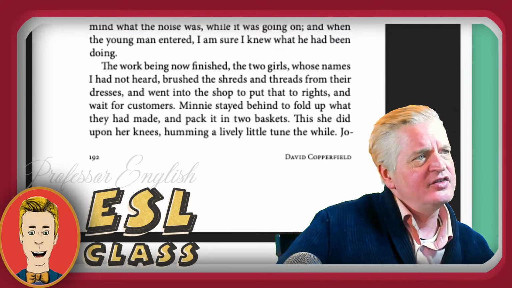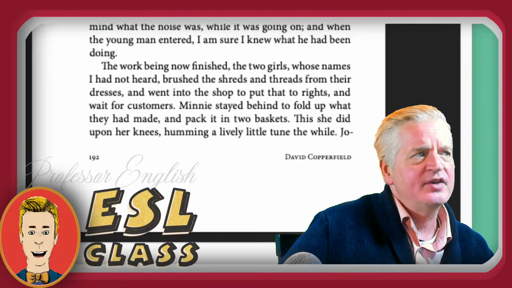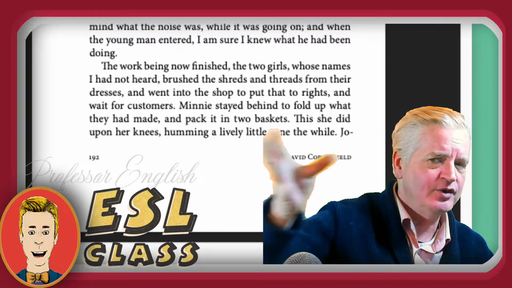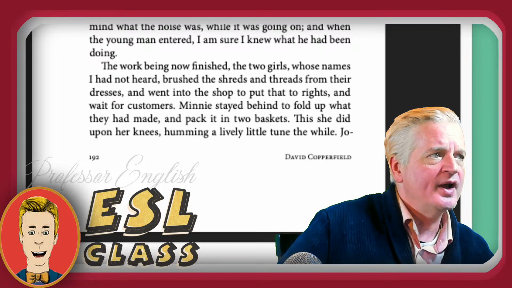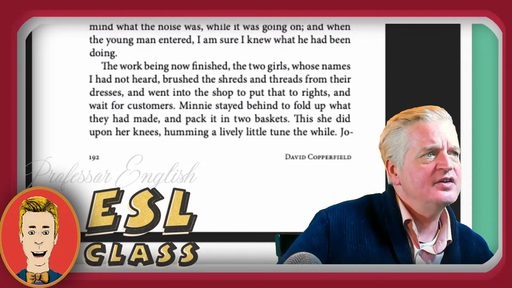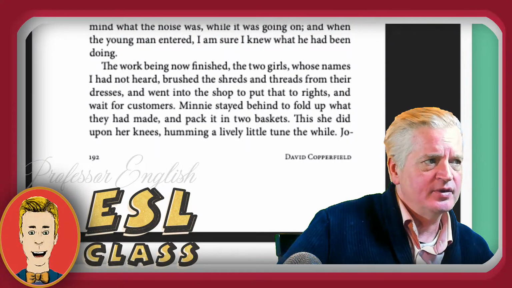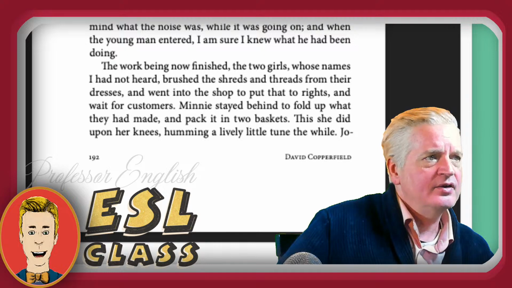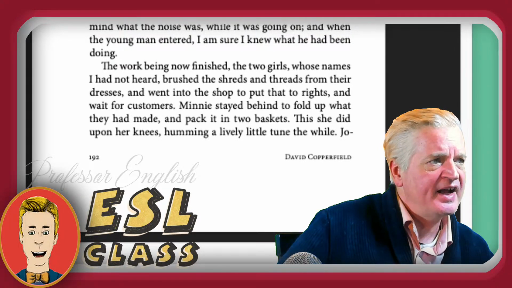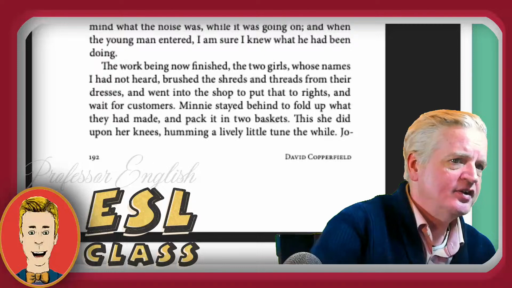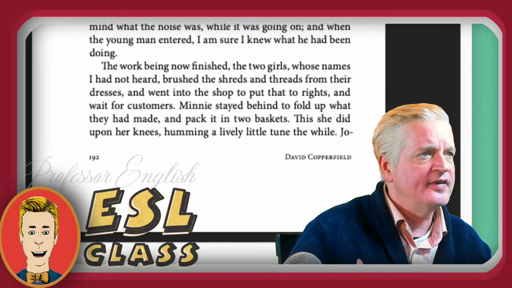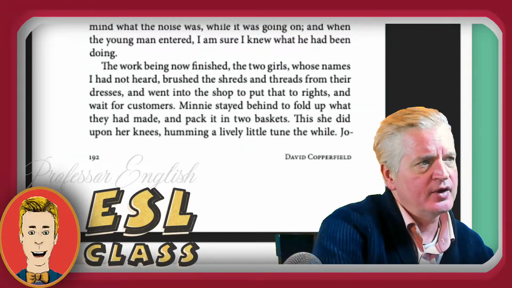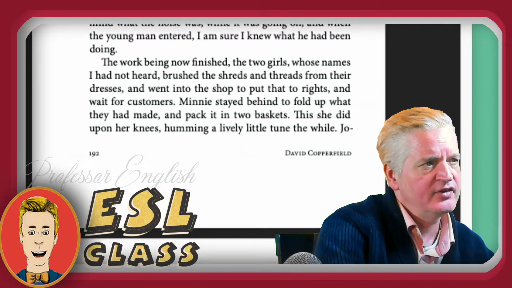The work being now finished, the two girls, whose names I had not heard, brushed the shreds and the threads from their dresses, and went into the shop to put that to rights, and to wait for customers. Minnie stayed behind to fold up what they had made and pack it into two baskets. So they're just finishing up all of the work. They made the clothes and the coffin is ready, and now the girls are going back to work to do something different.